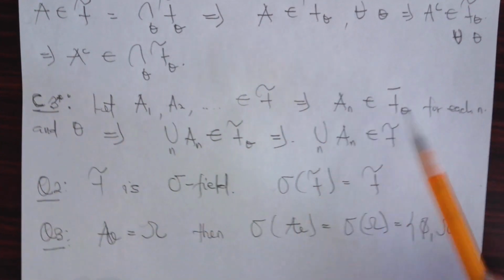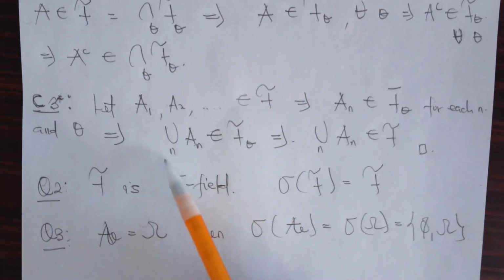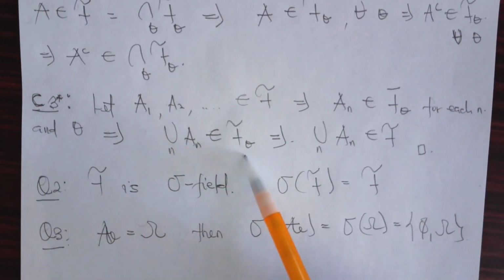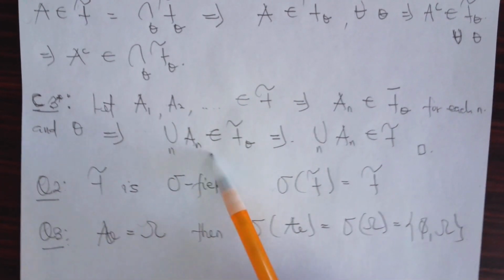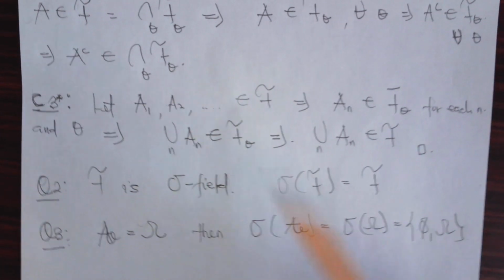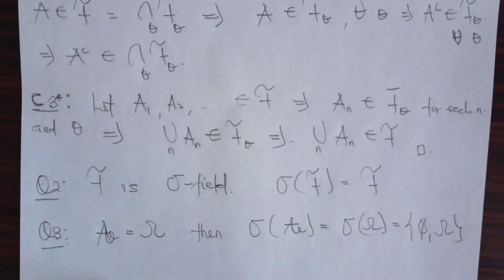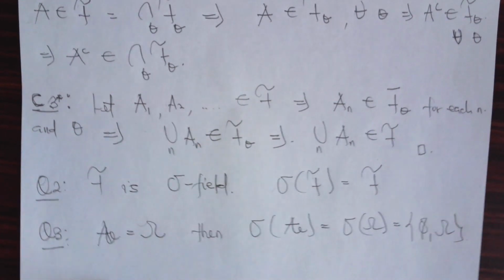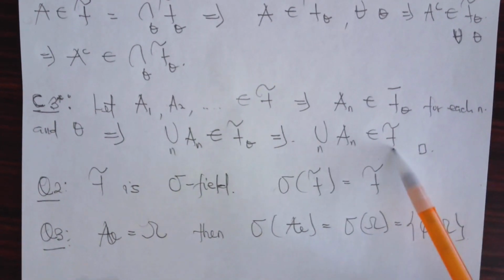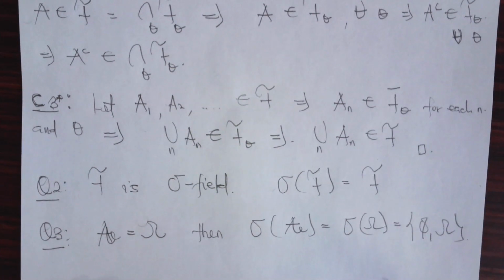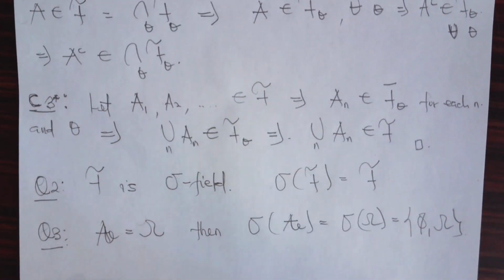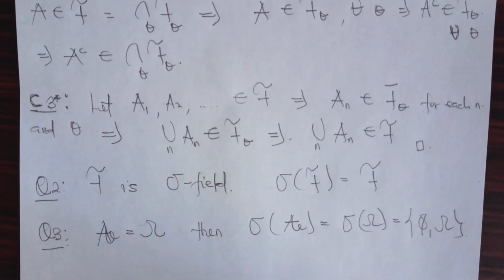Note that F theta is a sigma field. So if you have all of these belonging to it, then the countable union also belongs to it. And if the countable union belongs to each F theta, then it belongs to the intersection of each of the F theta. And note that F is also equal to the intersection of F theta, hence proven. So this is solved.